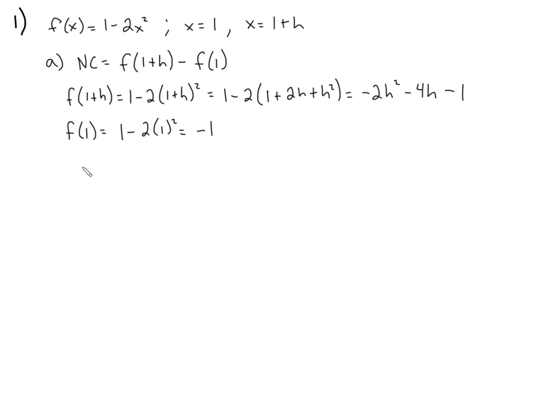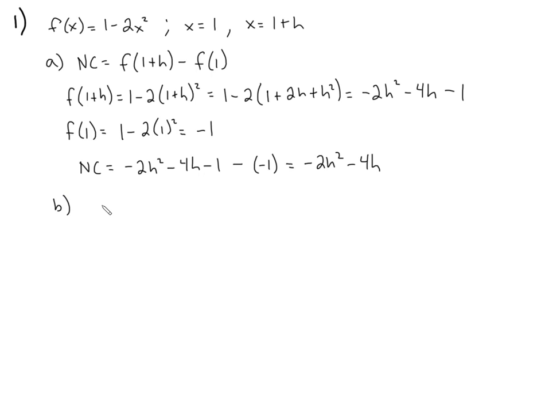Okay, so then the net change is the difference of these two. So we get minus 2h squared minus 4h minus 1 minus f of 1, which we said was negative 1. So we're subtracting a negative 1. So what happens when you do that? Minus 1 minus negative 1 is minus 1 plus 1. Those 1s are going to cancel. So we get minus 2h squared minus 4h for the net change.